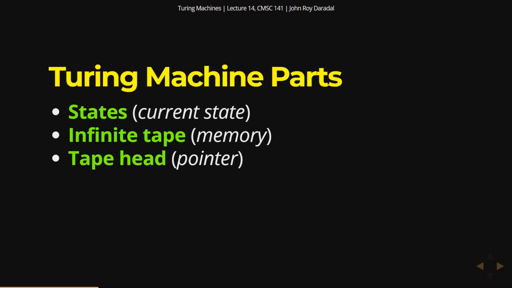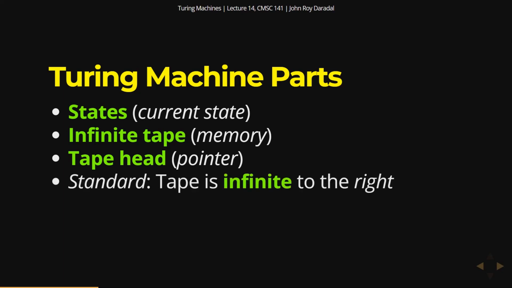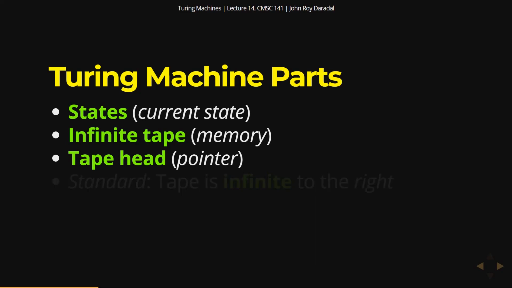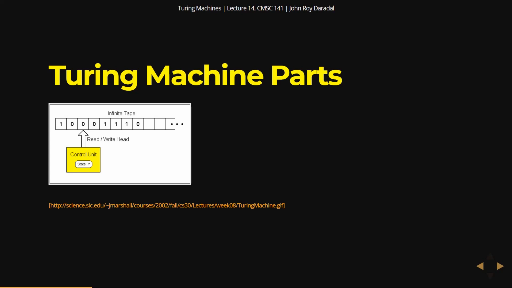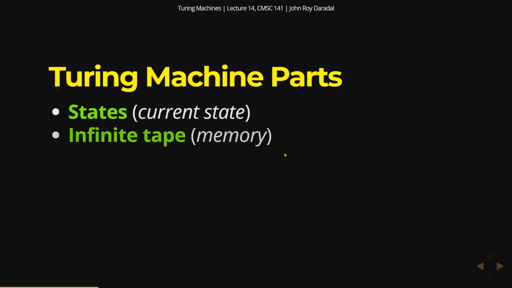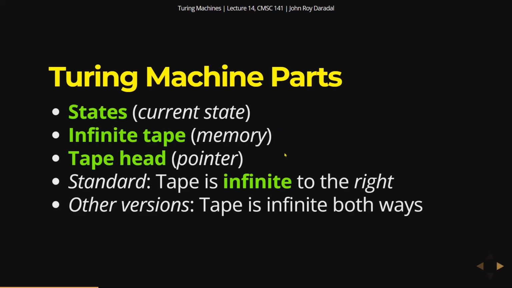Okay, and for the standard Turing machine, the tape is infinite to the right, just like this. So it starts here and then extends all the way to the right. But in other cases, the tape is infinite in both directions. There are some versions of Turing machines that have an infinite tape both ways, but for the standard version, it's infinite to the right.